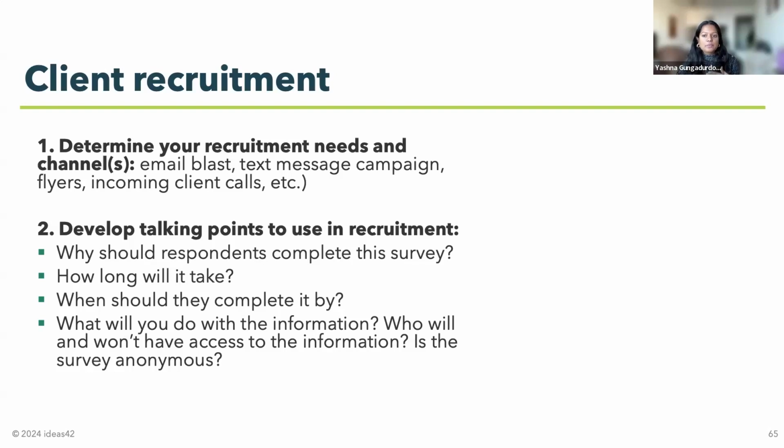Next, you will want to have some talking points or language for describing your survey to clients that you want to recruit. So we'd suggest starting with many of the same questions that we suggested for the survey introduction. So you want to maybe touch on why should respondents complete the survey, how long it will take, when should they complete it by, what will you do with information, who will have access to it, is the survey anonymous, what is the compensation like, if any.